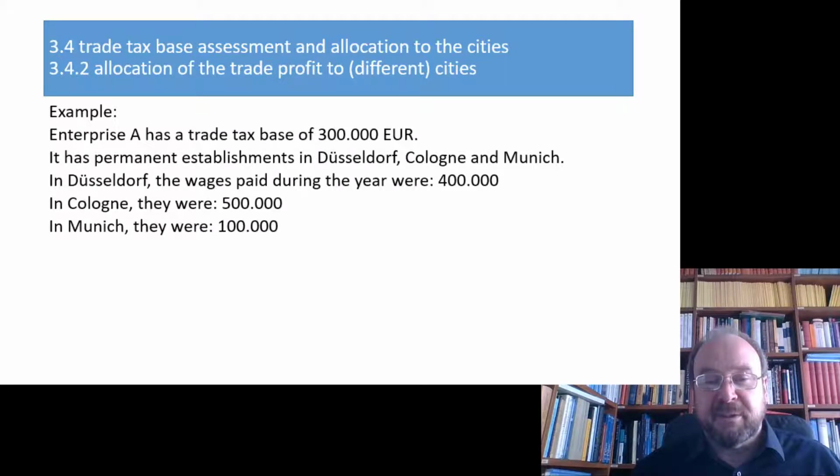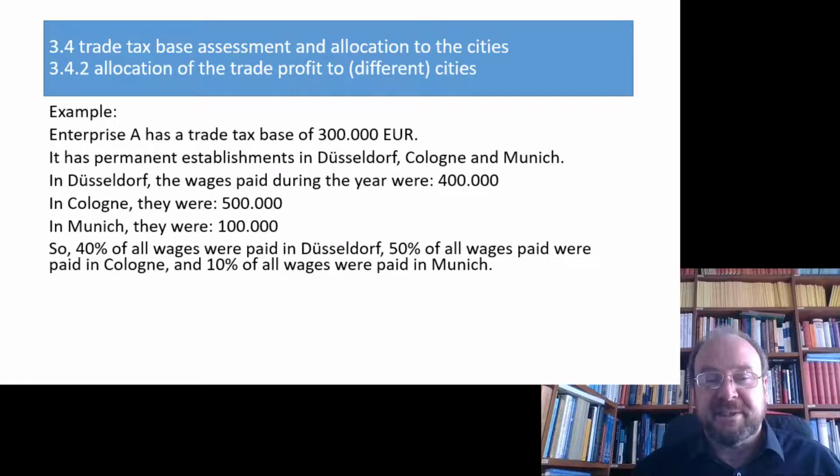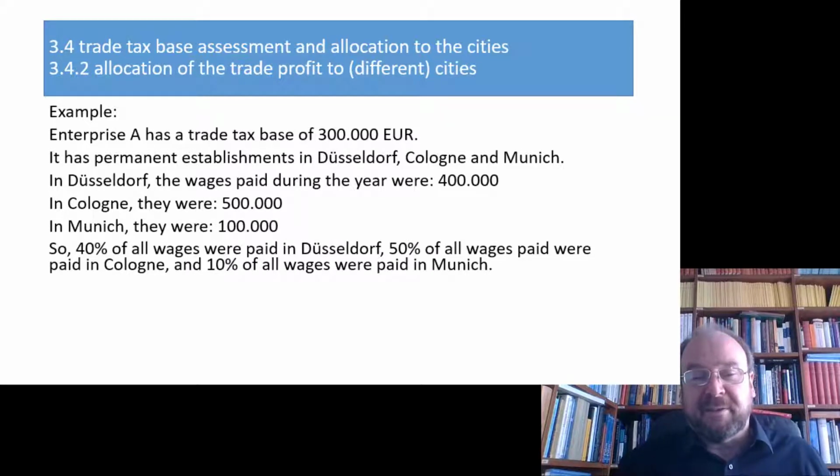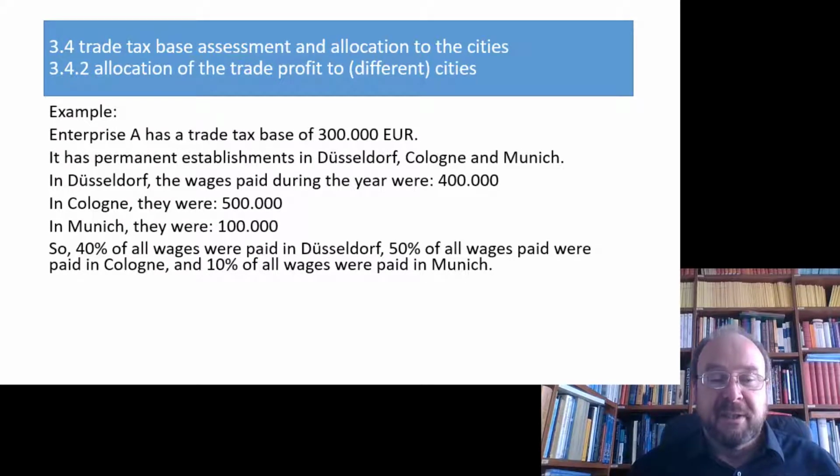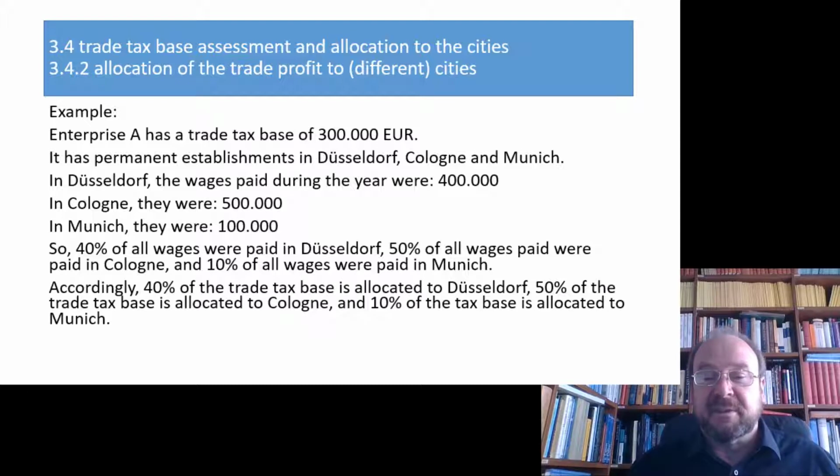So what can we conclude from that? 40% of the wages were paid in Düsseldorf, 50% of all wages were paid in Cologne, and 10% of all wages were paid in Munich. Conclusion, what does it mean for the apportionment of the trade tax base? Well, 40% of the base go to Düsseldorf, 50% go to Cologne, and 10% go to Munich. Simple.